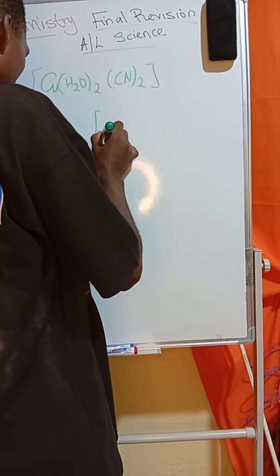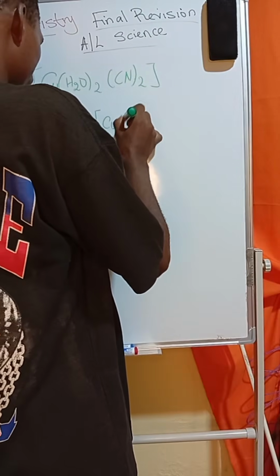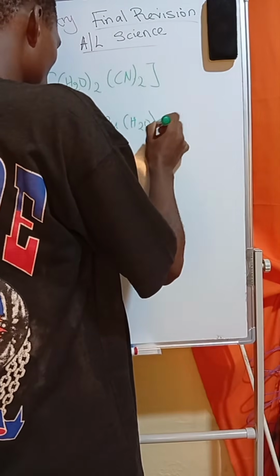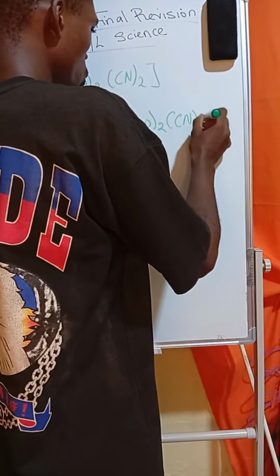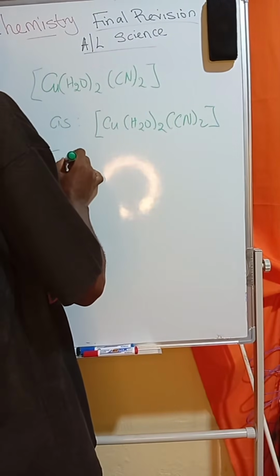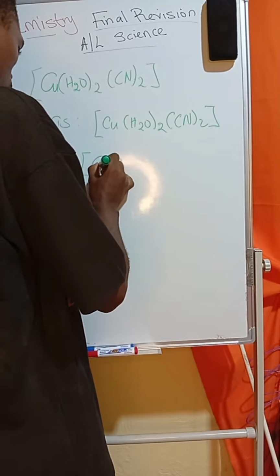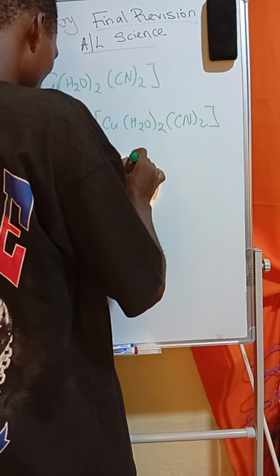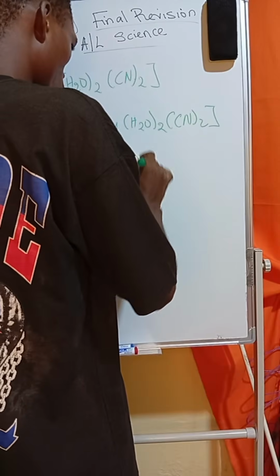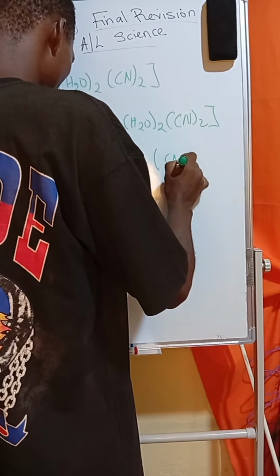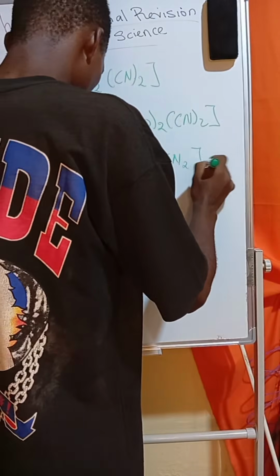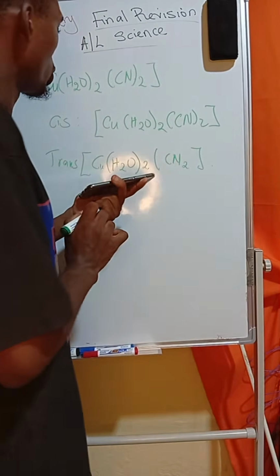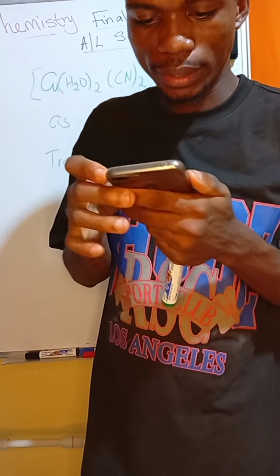So for the cis, we have copper, H2O2, CN2. Then for the trans isomer, we have copper, open bracket, H2O2. Okay, so we will now just continue with the next part, 3E.